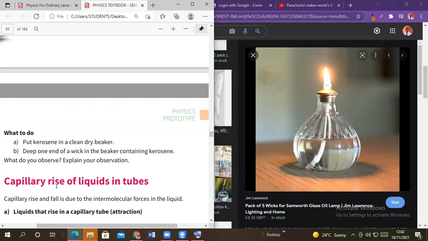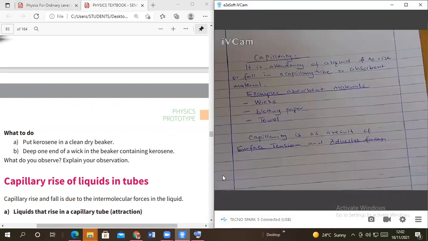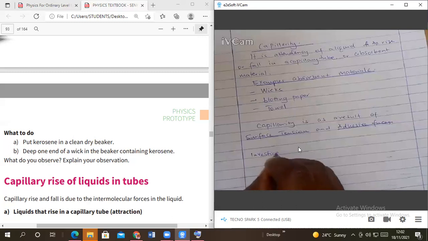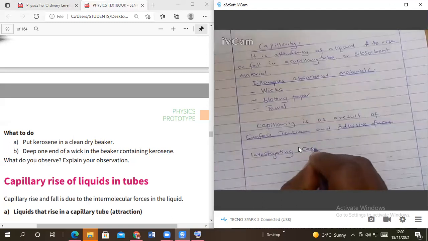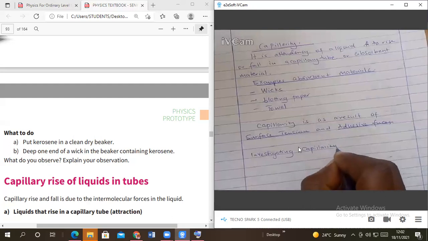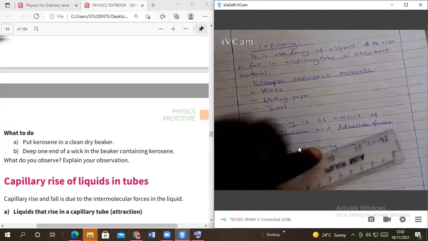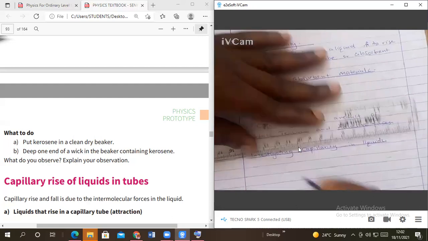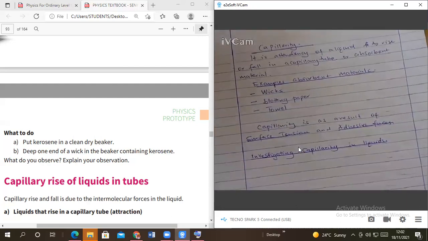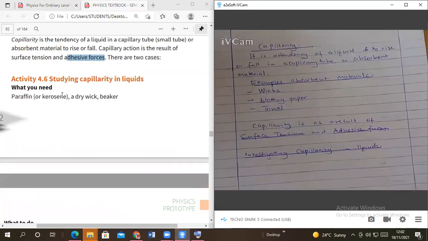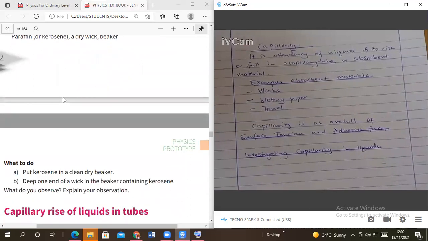So let us go back in our books. Let us go back in our books here. And we are going to write: investigating capillarity in liquids. Let us write this demonstration, investigating capillarity in liquids. We are going to write it from what is given to us. Are we together? From what is given to us.